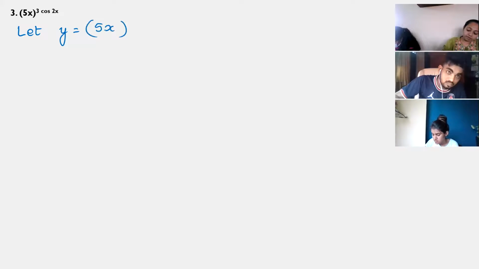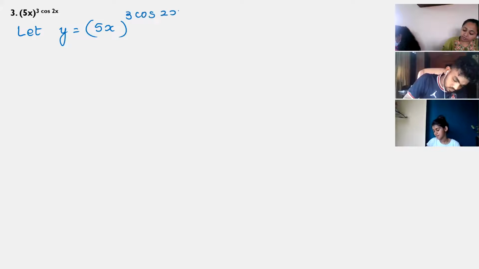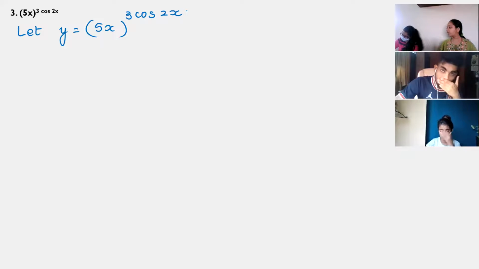Going ahead, let us see what we do first. It is like a power thing: 5x to the power 3 into cos 2x. Okay, 3 cos 2x is in the power form. Cos 2x, the x variable is in the power. That means we cannot do direct differentiation. We have to take log first.